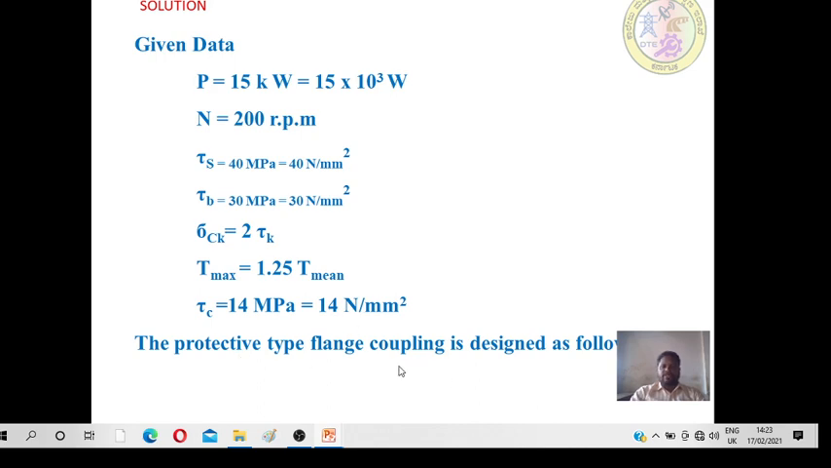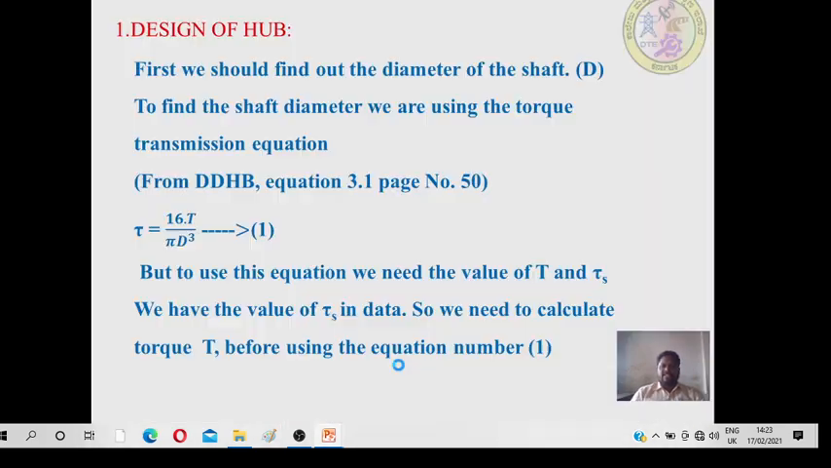Now the protective type flange coupling is designed as follows. It is designed step by step, or part by part. First we are going to design the hub. First we should find out the diameter of the shaft. So to design the hub, we have to find the diameter of the shaft.